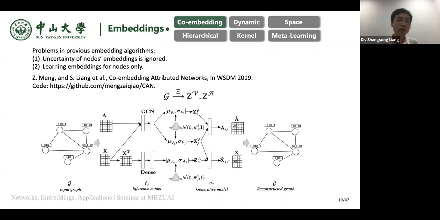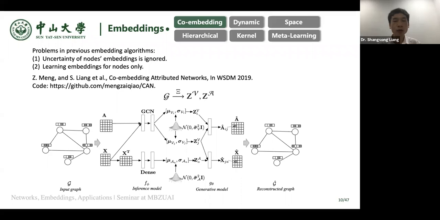We consider the problems in previous embedding algorithms. One problem is the uncertainty of node embeddings, and another problem is that the embedding is for nodes only. They only try to infer one kind of entity, that is the nodes. In our WSDM 2019 paper, the input is an attributed graph, and each node is associated with attributes. Given an attributed network, we try to infer two categories of entities, that is the nodes and the attributes.